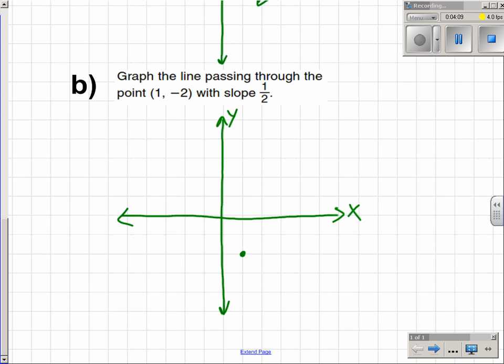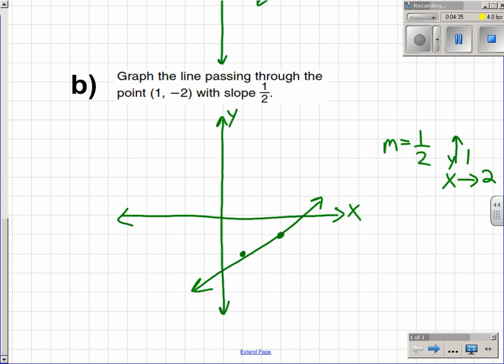And then we have to use our slope of 1 over 2 in order to graph the next point. So that means y is going up 1, x is going forward 2. So I would go 2 to the right on the x and go up 1 on the y, and that would make my next point there. Connect the dots, and there's your line.